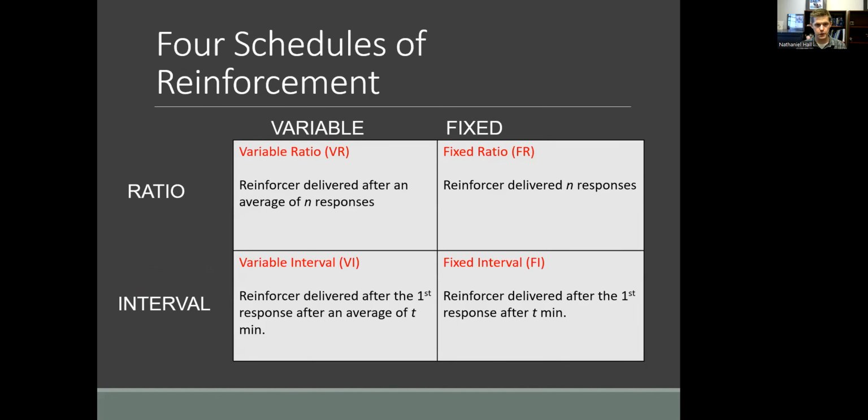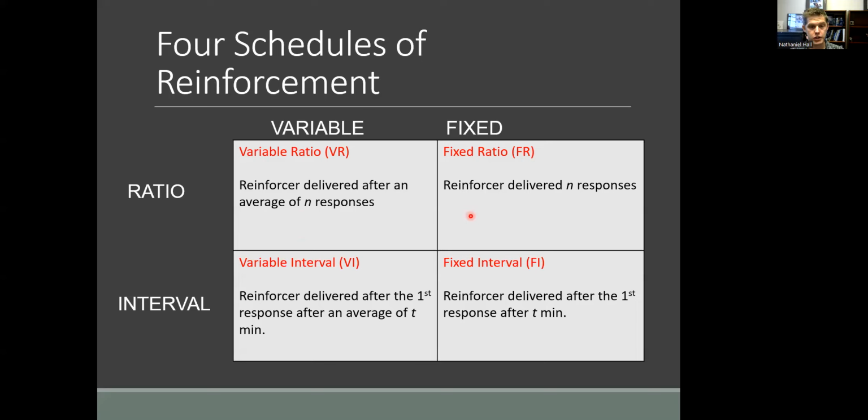So now we can take those two categories of words, fixed versus variable, ratio versus interval, and produce those four schedules. A variable ratio would mean that the reinforcer is delivered after an average of n responses. If we had a variable ratio of 3, then the reinforcer is delivered after an average of 3 responses. Not always 3 responses. Sometimes it could be 1, sometimes 6, sometimes 2, sometimes 5. So it's variable around some mean number of responses.